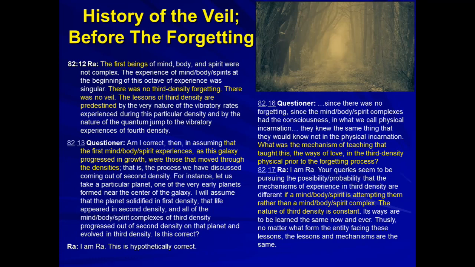So Ra is answering a question. He says, the first beings of mind, body, and spirit were not complex. That's an important point. The veil is what has caused us to be called mind, body, spirit complexes. Let's see if he explains why. Initially, before there was a veil in third density, we were called mind, body, spirits. There's an interesting, subtle difference there that is very profound as far as what our experience is in Earth life. So that small first sentence has a great deal of depth of impact on how we experience this human density.